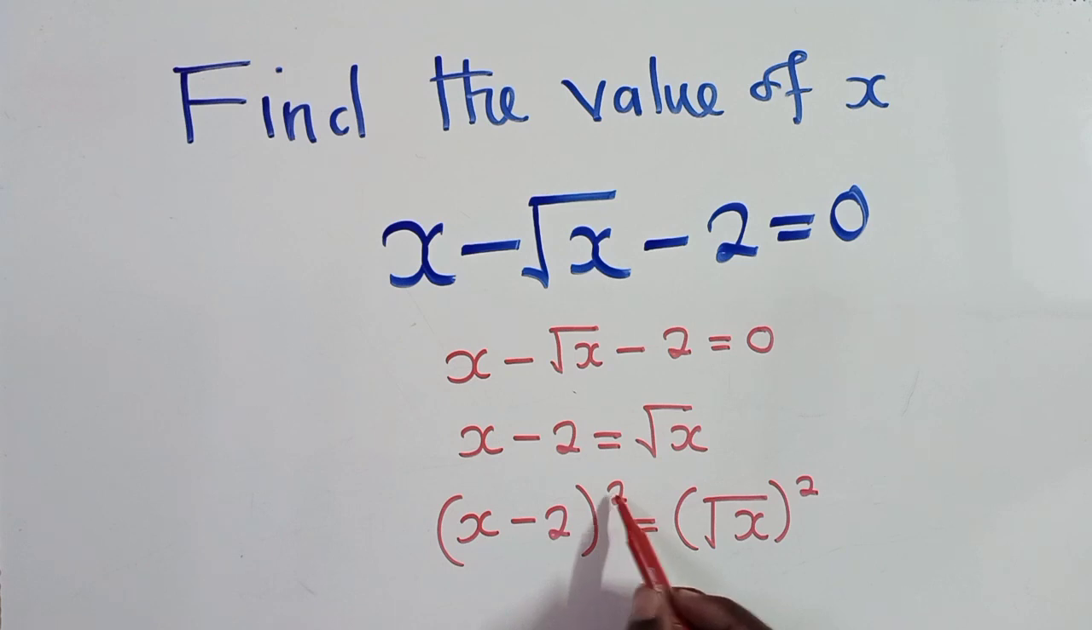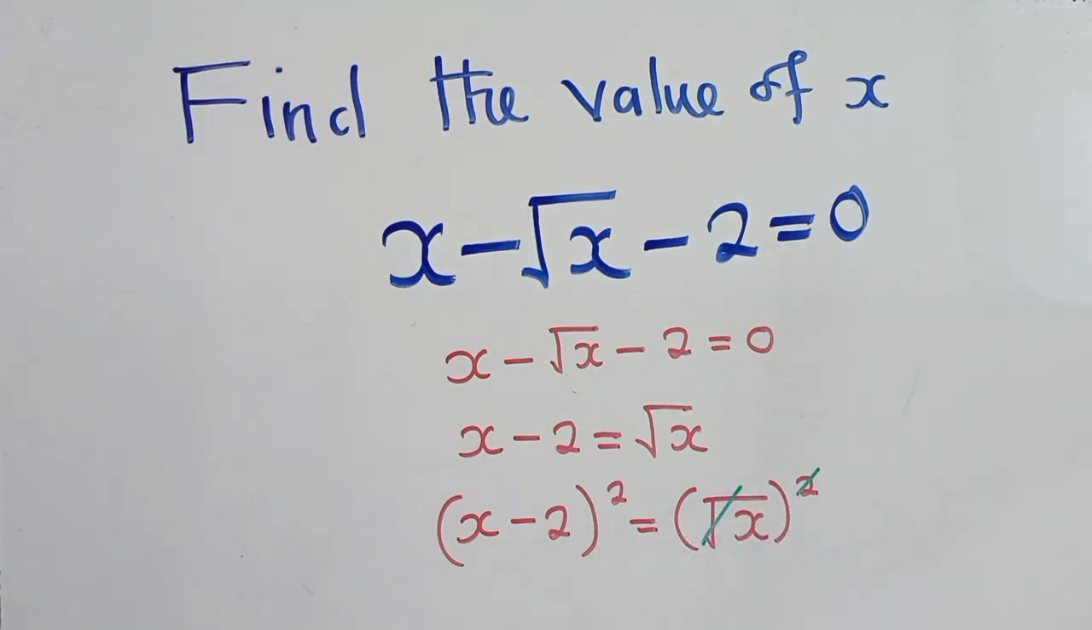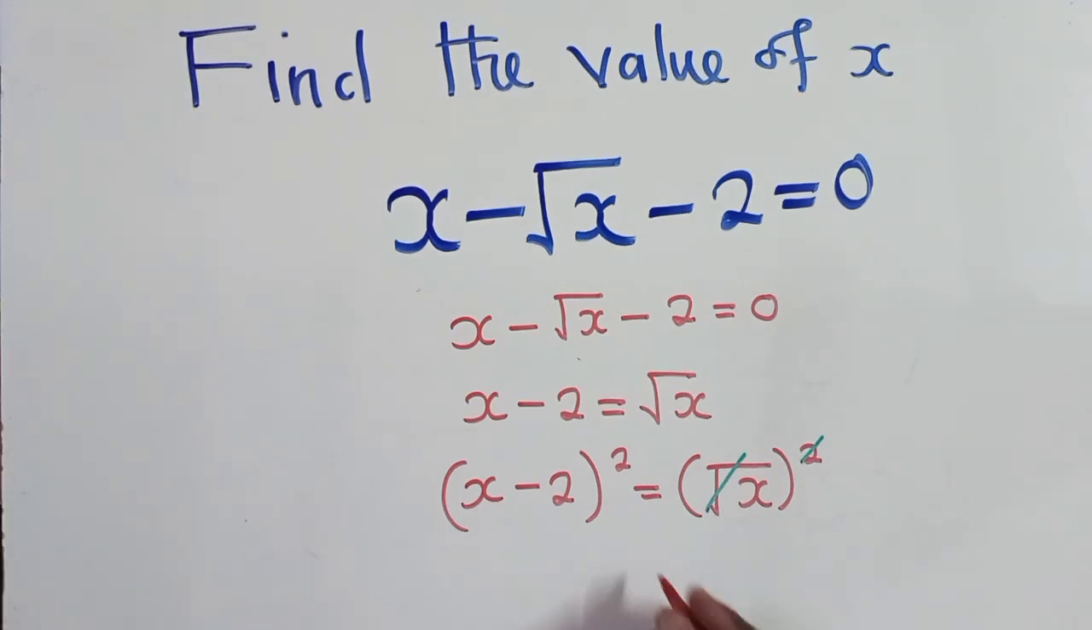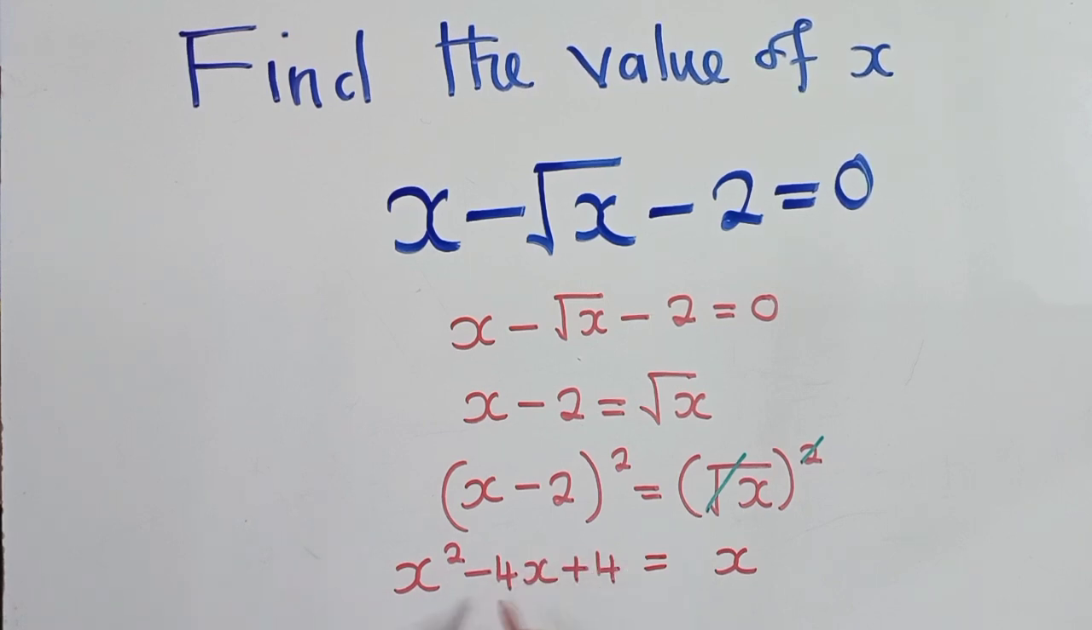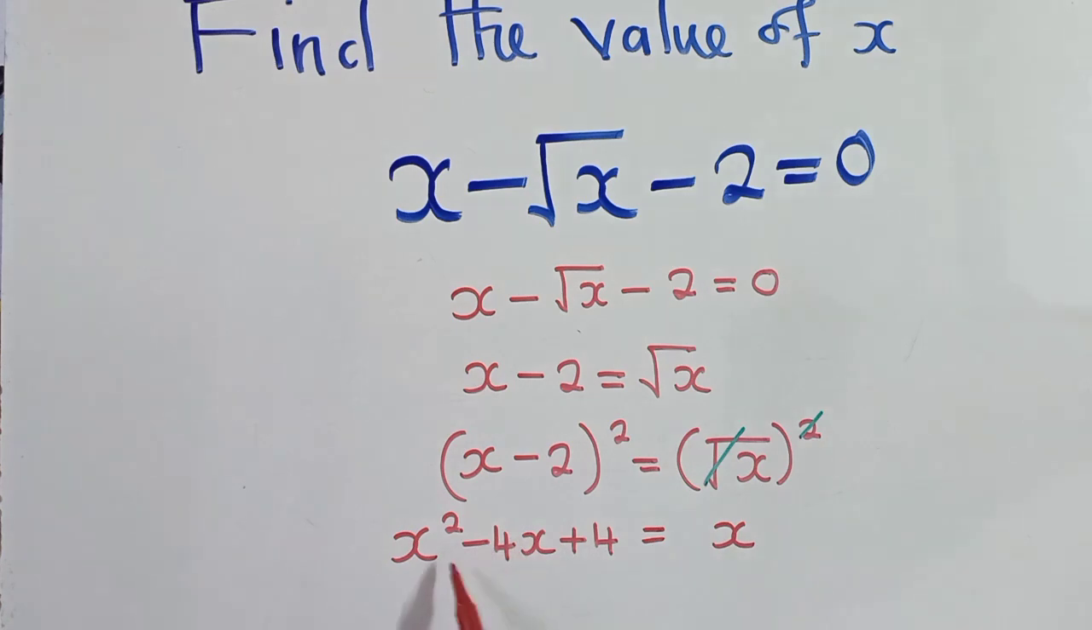The reason why we are putting a power 2 here and here is because we want to get rid of this root. So now the power 2 on this side will cancel the root here. We shall remain with x on this side, and on this side we shall have x squared minus 4x plus 4. So this is what we are going to have. I guess you can see that the square root is cancelled, and the power 2 turns this into what we have.